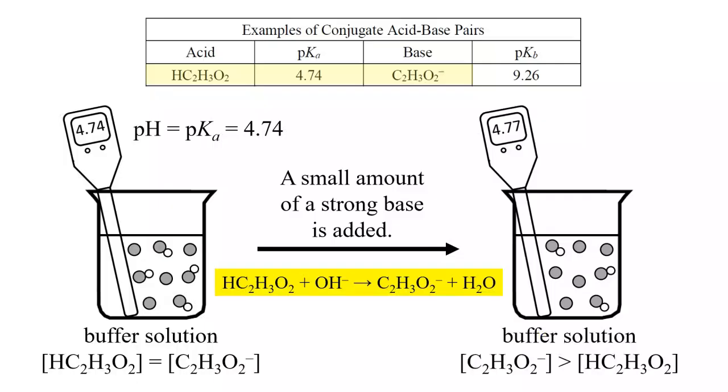Do we still have a buffer solution? Yes, but now in this solution, the concentration of acetic acid and acetate are no longer equal. The concentration of acetate is slightly greater than the concentration of acetic acid. Did the pH go up? Yes, but only a little bit. So the pH increases, but only by a small amount. So a good buffer will keep the pH relatively constant when either a small amount of a strong acid is added to the buffer or when a small amount of a strong base is added to the buffer.